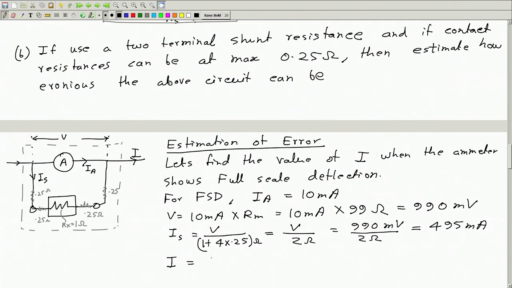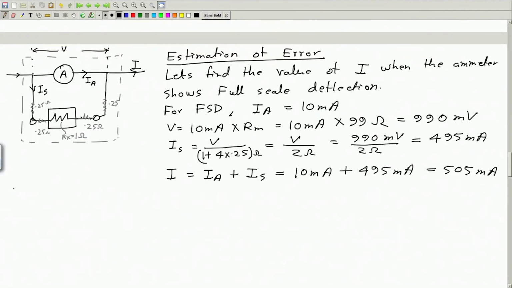Now I is the same as IA plus Is. So this will be 10 milliampere plus 495 milliampere, which means this will be 505 milliampere. So when the ammeter shows full scale deflection, then I is 505 milliampere. So let's write: when the ammeter shows full scale deflection, then I is actually 505 milliampere. So note this.